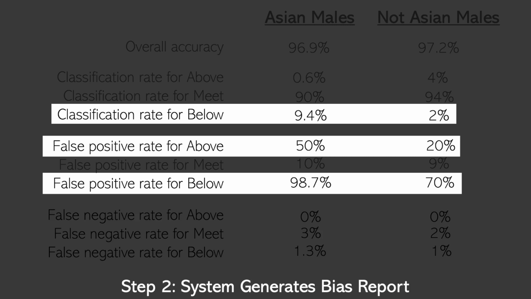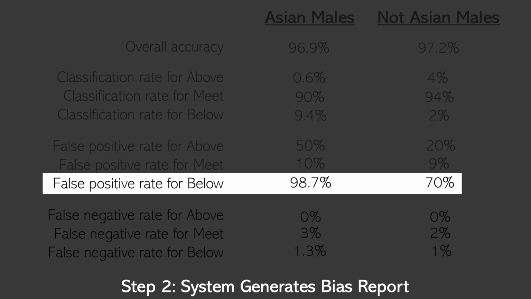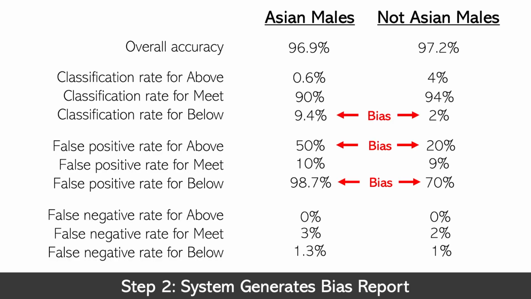There are a few measures that have a pretty large difference between the two groups. For example, the false positive rate for below is pretty high. It means that the model tends to misclassify Asian males as below more frequently. So the tool reports the performance measures along with the potential biases for each demographic group. And as a recruiter, you can review the bias reports to determine what are the important biases in your model and what are not.